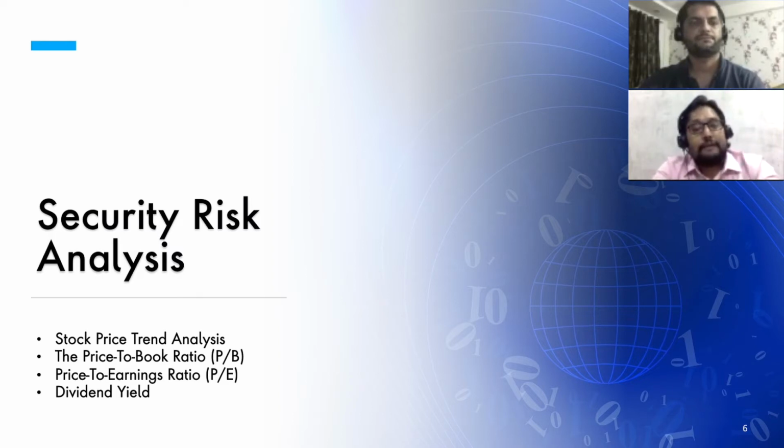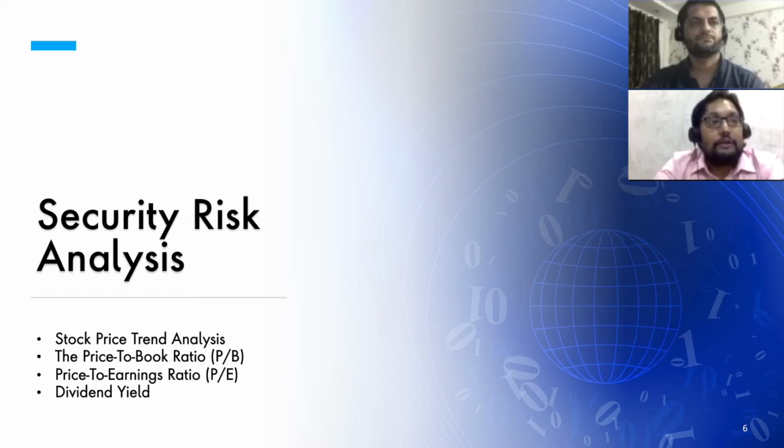Now, there are multiple factors on which the security risk analysis will be based. A few of them which the system is taking into account right now are the stock price trend analysis, price to book ratio, price to earning ratio, and the dividend yield. There are multiple other factors which can be taken into account, but the current system is taking all these parameters into consideration. If you want to see the details, you can refer to the appendix.